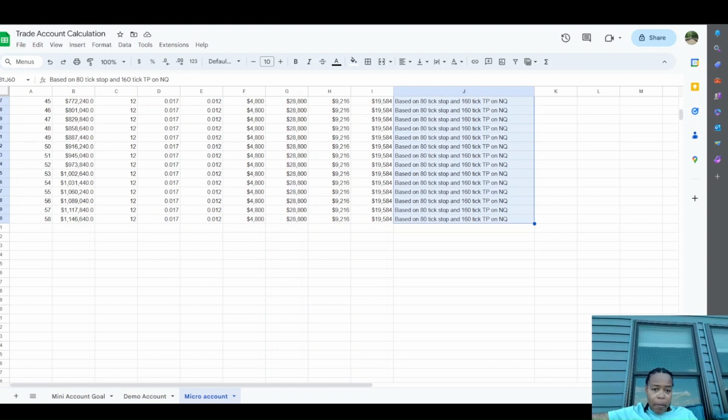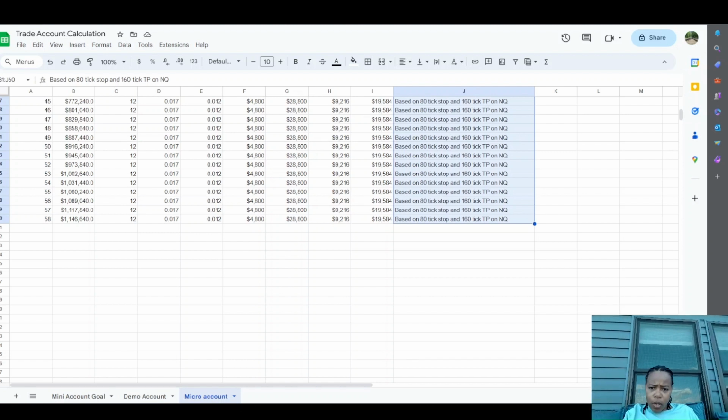Let me just show you what this looks like, right? So this is ticks, stop loss 80 ticks, 160. Okay. And I'm gonna take a screenshot and drop it in here. At least I hope I can. I'm gonna just copy this image right here.